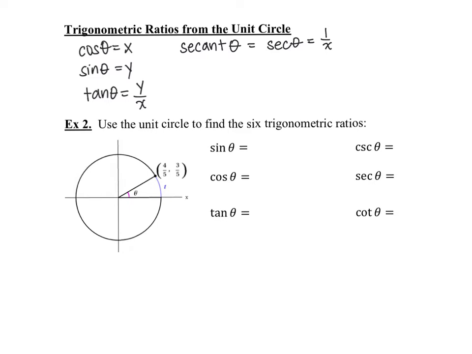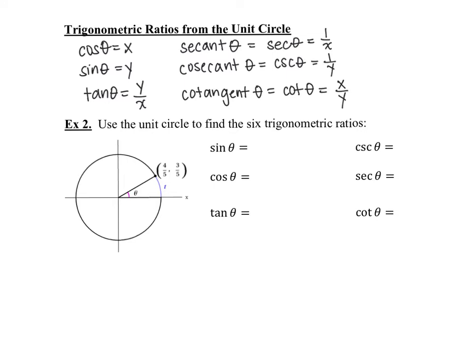Okay, the reciprocal of sine is cosecant. I'm writing it out so you can see it written in case you haven't seen it before, but the abbreviation is CSC. Okay, and cosecant is the reciprocal of sine, so it'd be 1 over y, or the reciprocal of whatever the y value is. And the reciprocal of tangent is cotangent, which we abbreviate as COT, but we still call it cotangent and not cot. Okay, since tangent is y over x, cotangent is x over y.